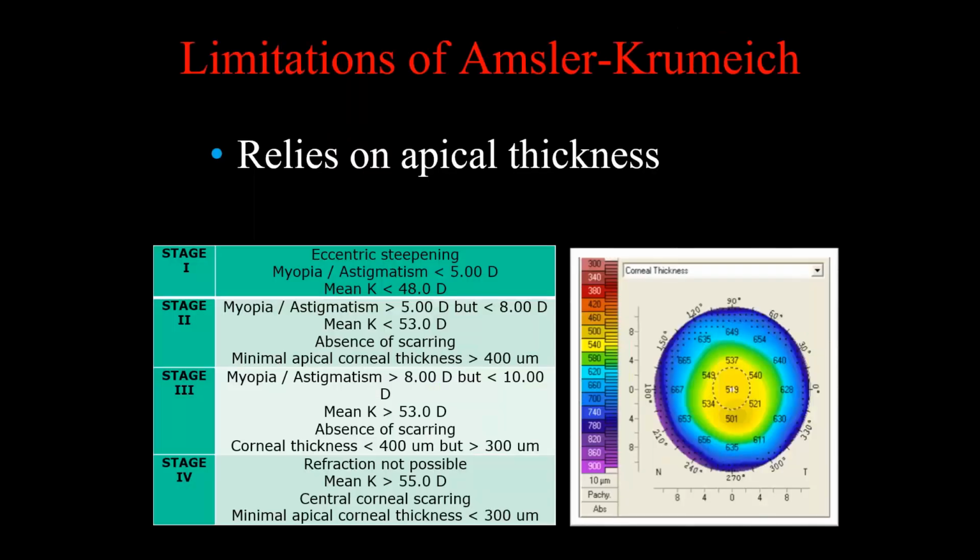And there are lots of limitations to Amsler-Krumeich. One is that it was based on a keratometer and an optical pachymeter, so it predates any modern, actually any, imaging. So here's an example. This is a cornea where, if you put the cursor here in an active display, you would get a thinnest point of 499. But Amsler-Krumeich uses, in this case, an ultrasonic pachymeter, and we would get a reading of 519 or 520. So it doesn't utilize the thinnest point.